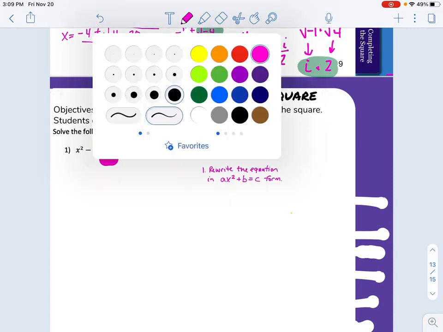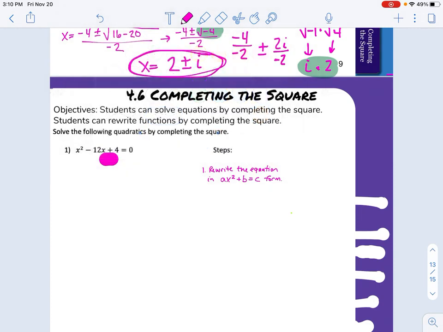So this is different than our quadratic, where we have it in the form ax squared plus bx plus c equals 0. We want this in the form ax squared plus bx equals c, okay? So we then have x squared minus 12x equals negative 4.